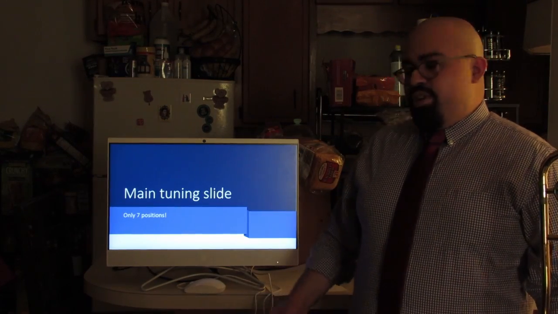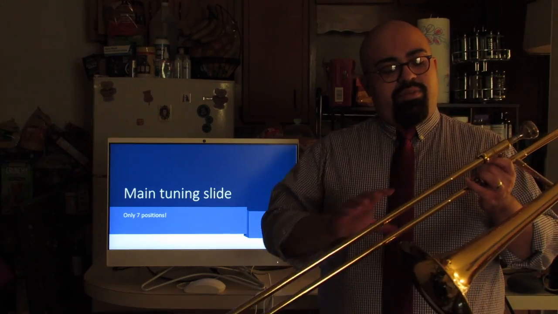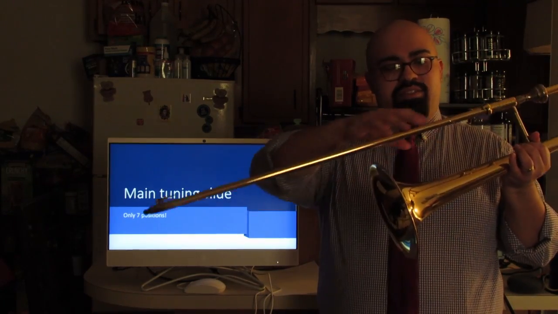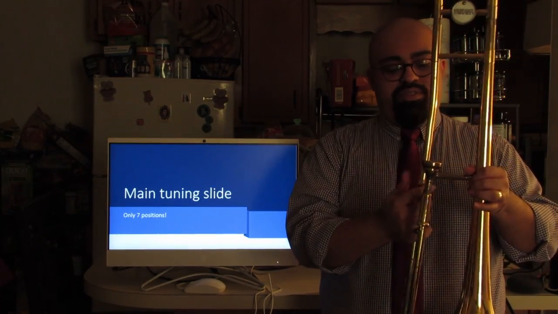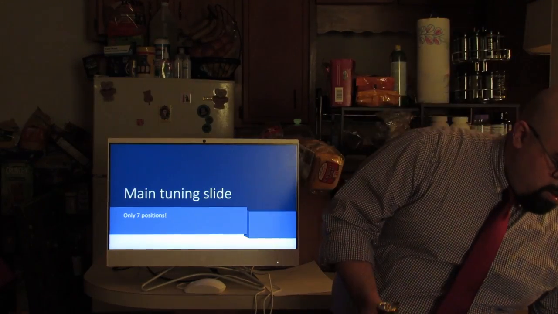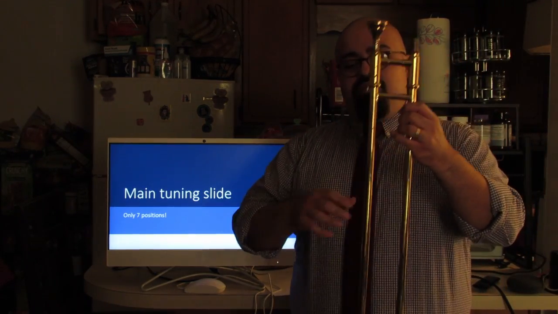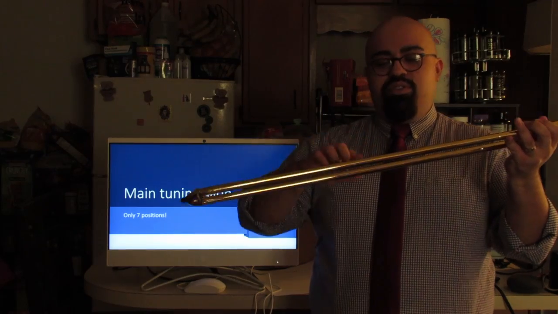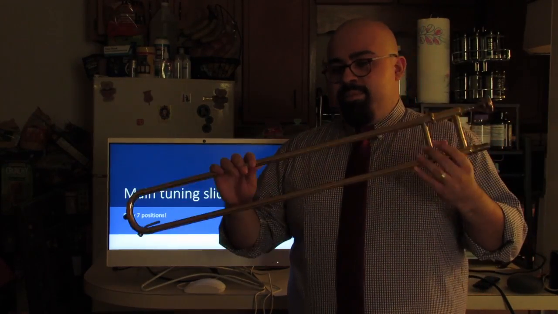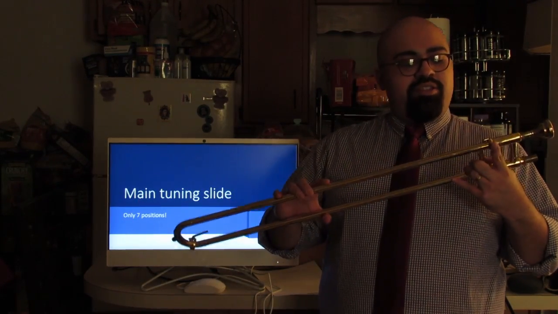And now we're going to go on to the bottom half of the instrument. We're going to go on to the main tuning slide. Okay, so for this part, I'm just going to show this. It doesn't matter which one, you can use whichever side. Okay. So the main tuning slide.